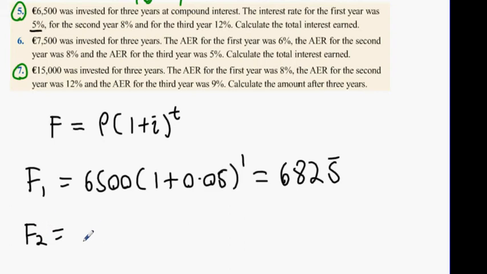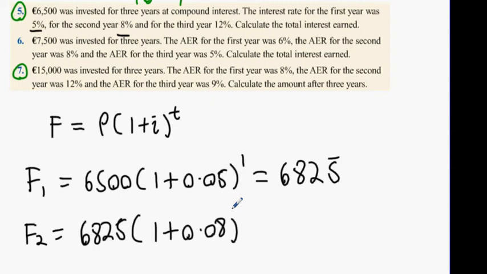Now, at the start you have your 6,825, because the end of year 1 is the same as the start of year 2. How much do we add on? What percentage? 0.08. How many years are we doing it for? 1. Even though it's year 2, we're only measuring it from the start of year 2 to the end of year 2, which is 1 year. What do you get? 7,371. Any cents? No.